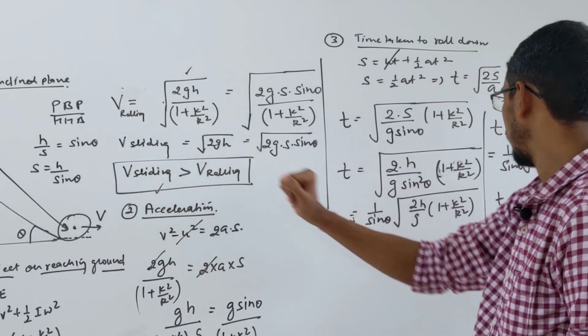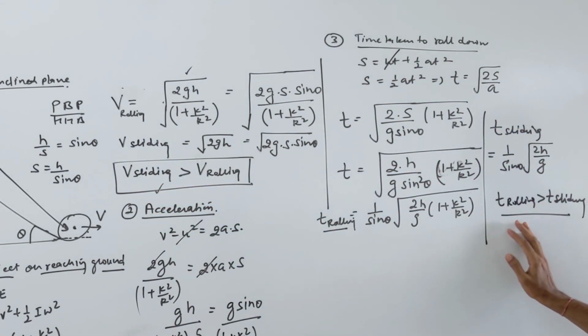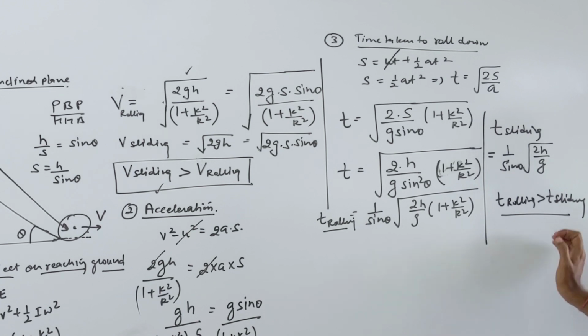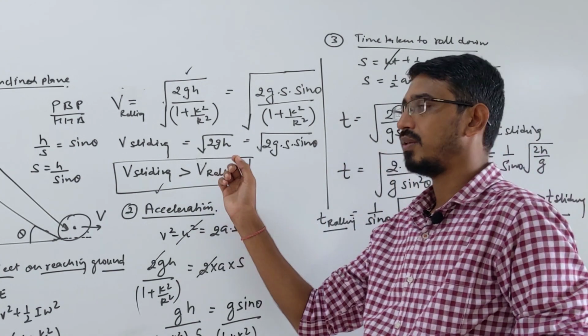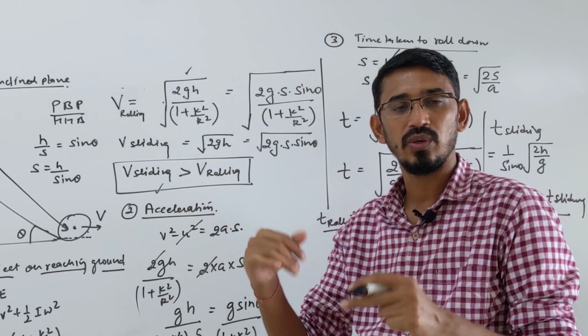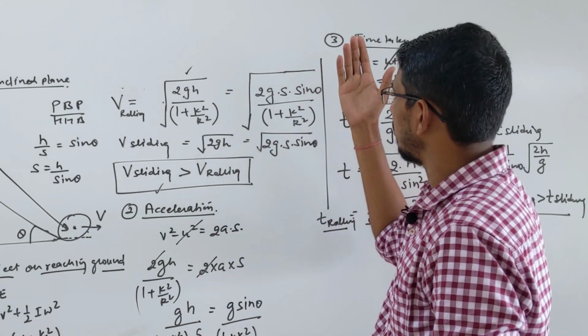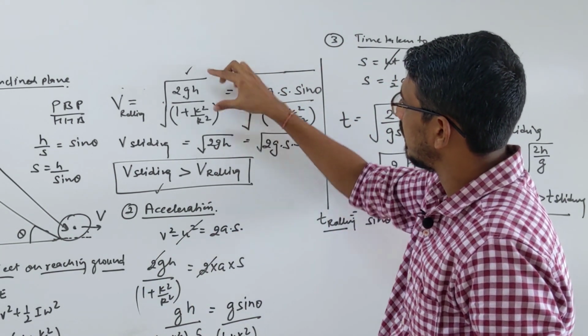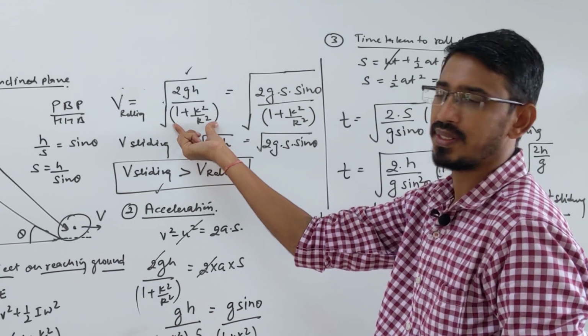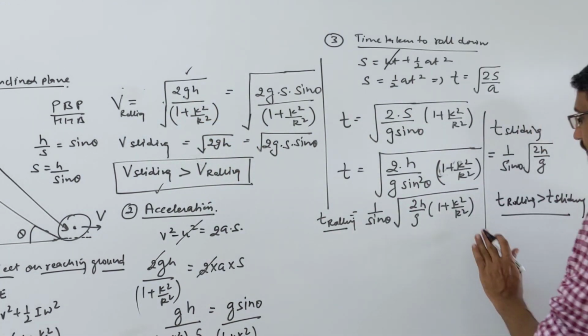Yes, sliding velocity is more, so time of rolling will be more than sliding. Remember, they ask you a simple comparison. Suppose in an exam, one object first rolls, then slides, or first slides and then rolls, and they ask the ratio of the velocity, acceleration and time. You simply have to divide this term by that, and only that many terms remain always. Okay, it's simple.